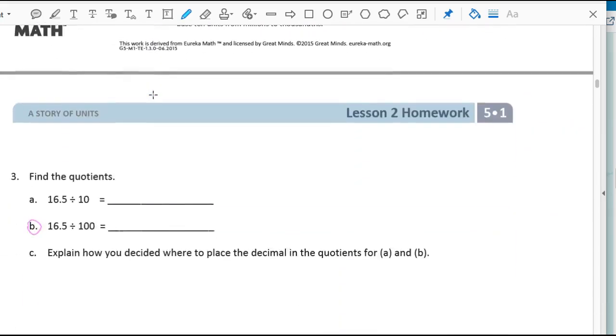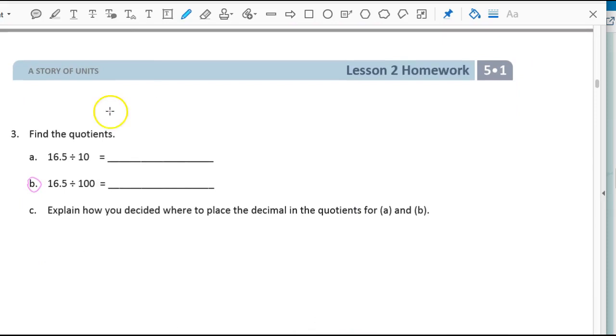Now let's go to the next page. And this one's saying to find the quotients. I remember on the 4th assessment that we did, there were a lot of students that weren't sure what quotient means. It is the answer to a division problem.